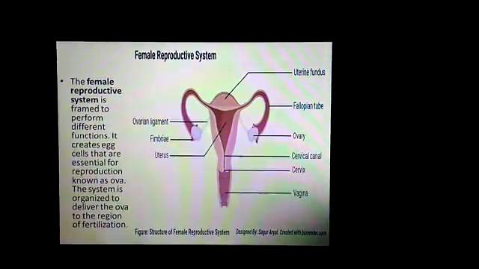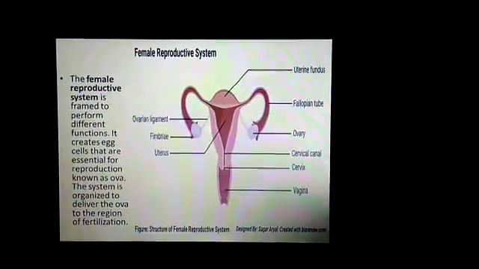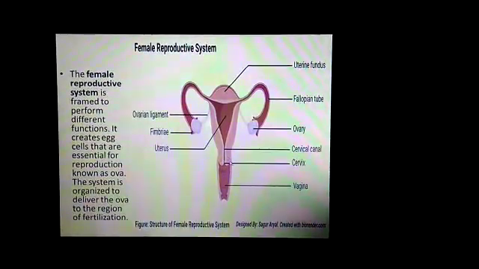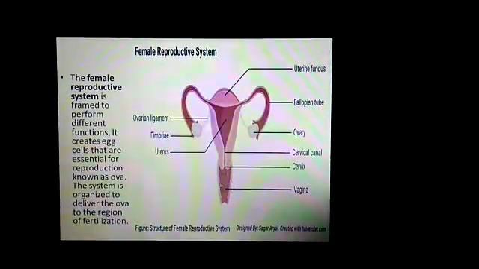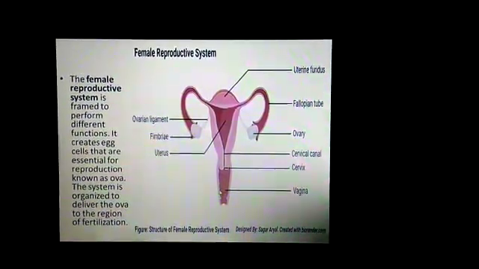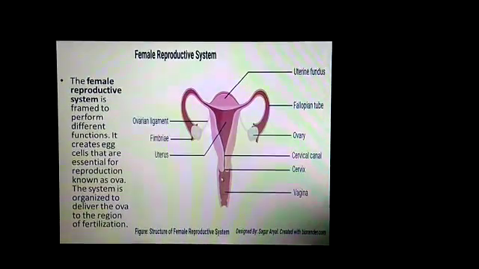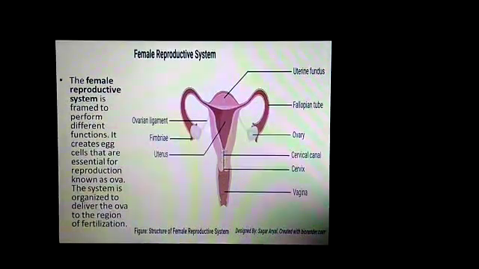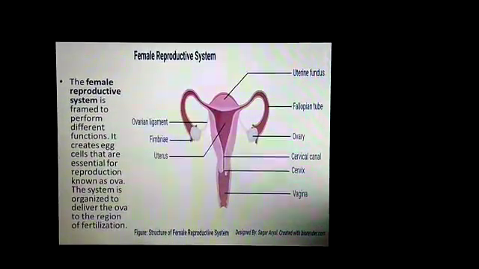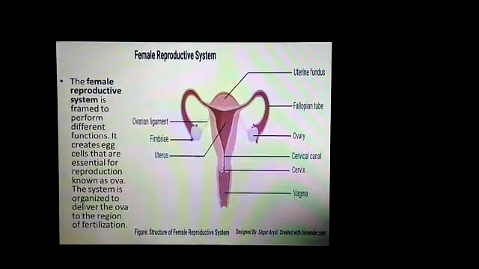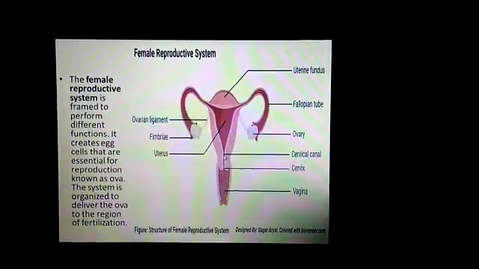and the uterus opens in this cervix region, and the most external part is the vagina. This is about the female reproductive system and its main parts, that is ovary, fallopian tube, uterus, cervix and vagina. These are the main parts of the female reproductive system.